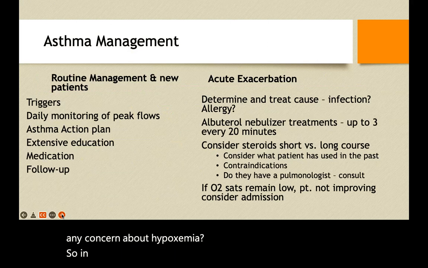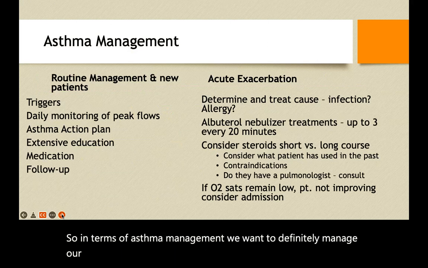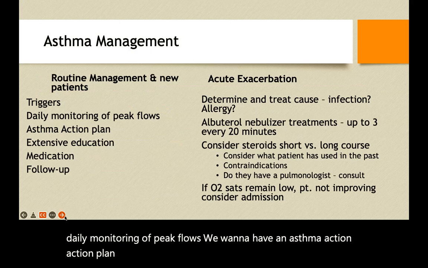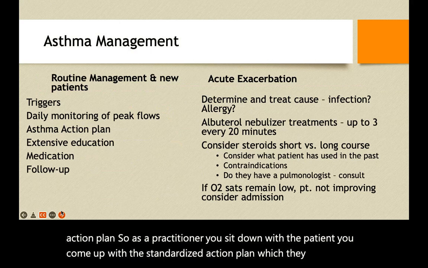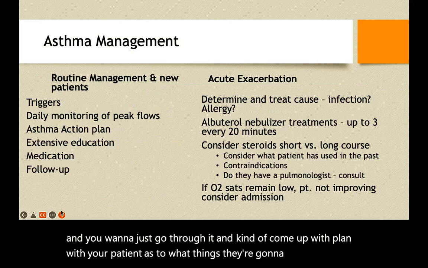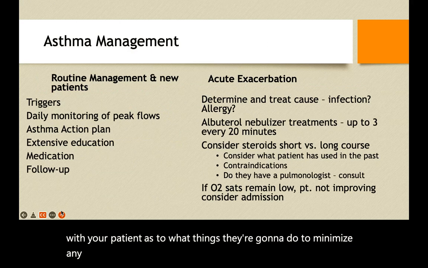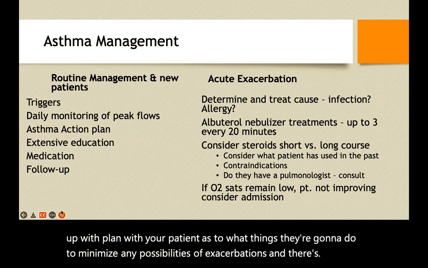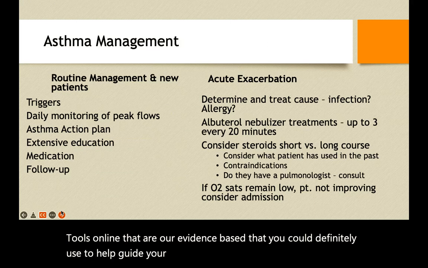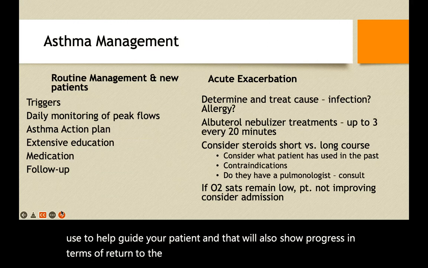In terms of asthma management, we want to definitely manage our triggers, get rid of them if possible, or limit them. We want to do daily monitoring of peak flows. We want to have an asthma action plan. As a practitioner, you sit down with the patient and come up with the standardized action plan, which they have online. You go through it and come up with a plan with your patient as to what things they're going to do to minimize any possibilities of exacerbations. There are evidence-based tools online that you can use to help guide your patient, and that will also show progress in terms of return to your practice for follow-up.